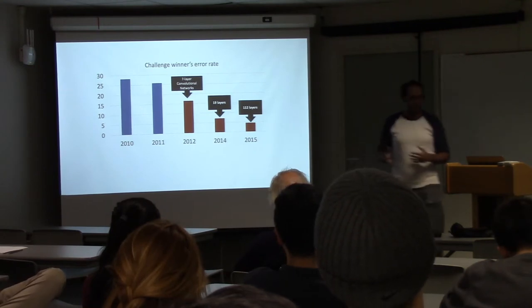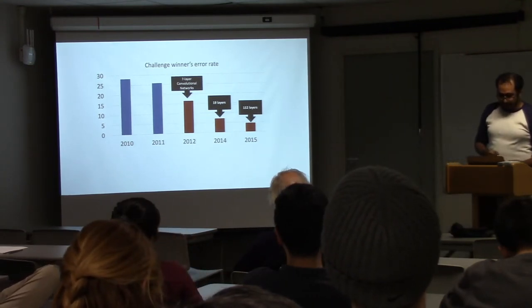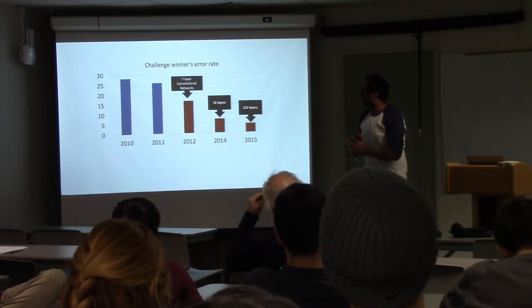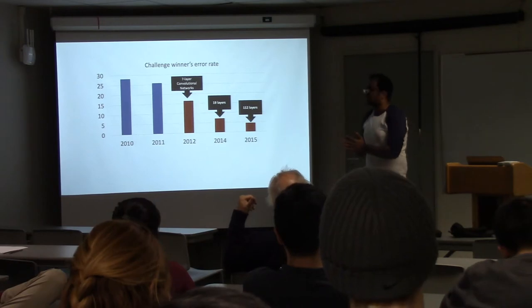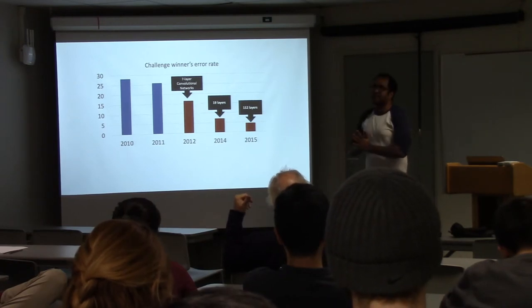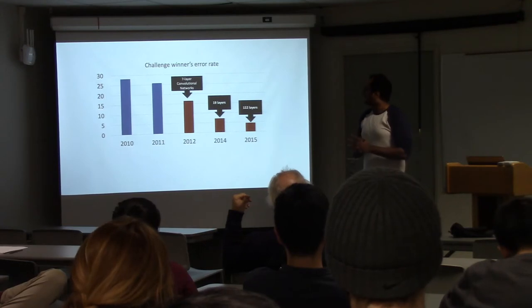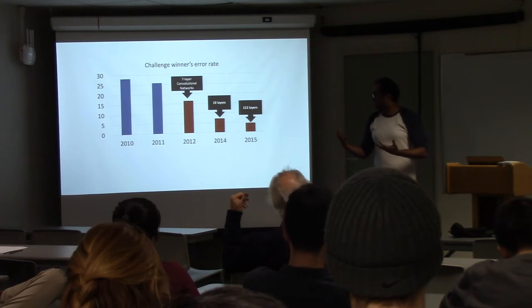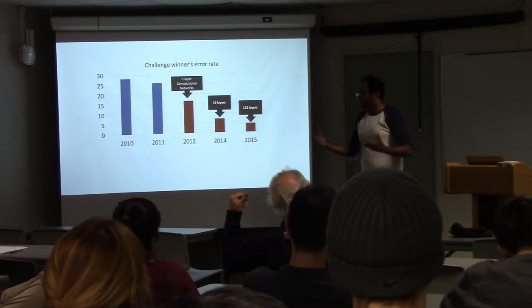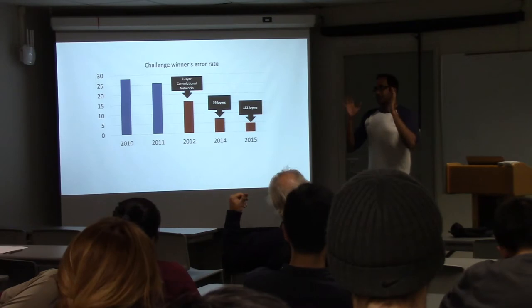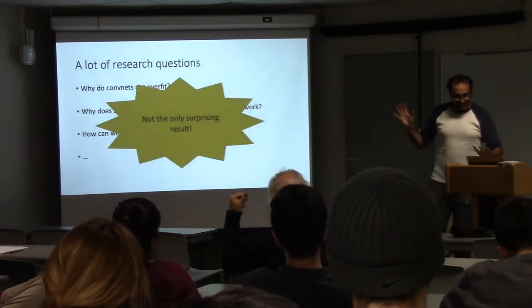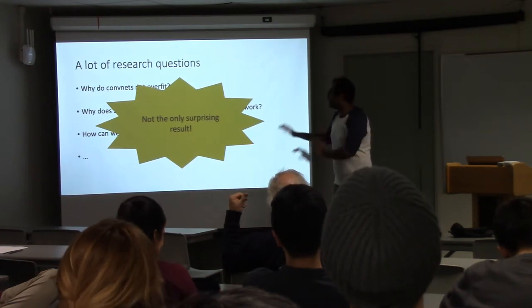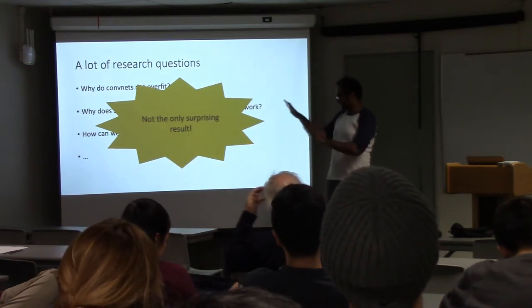And that has led to a lot of research questions. For example, one question people started asking was, why do convolutional networks work so well given the fact that they are so high capacity? Why don't they overfit? How is optimization working when the objective is so non-convex, and so on. But today, what I want to posit to you is that this was actually not the only surprising result, and in my view, it was not even the most surprising result.